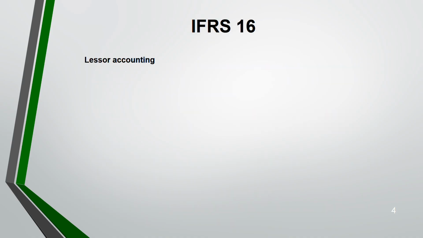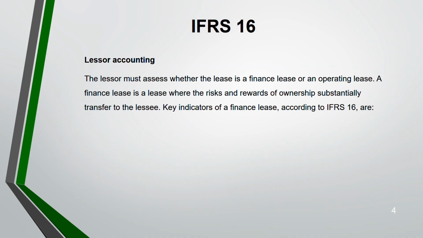Now, lessor accounting. On one side we have lessee accounting, who has taken the lease. They will record a right of use asset and lease liability. On the other hand, the one who is giving the lease is known as the lessor. In lessor accounting, they will recognize either a finance lease or an operating lease. What is a finance lease? A finance lease means the risks and rewards of ownership are transferred to the lessee. An operating lease means risks and ownership do not transfer to the lessee; they remain with the lessor.